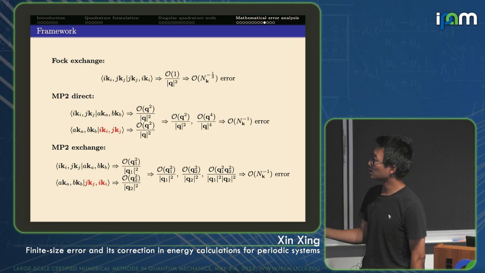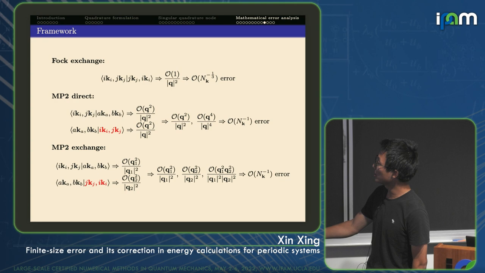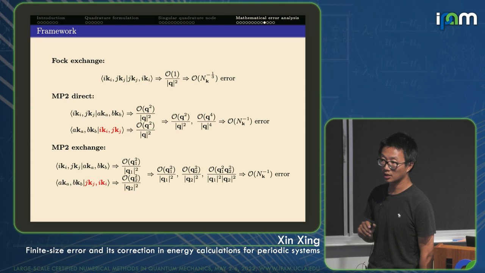For the MP2 direct term, each of these ERIs contributes long smooth terms of form Q squared divided by Q squared, because these two have momentum transfers Q and negative Q. So you multiply them together, you get two forms of long smoothness. And we estimate the quadrature error for these long smoothness terms.